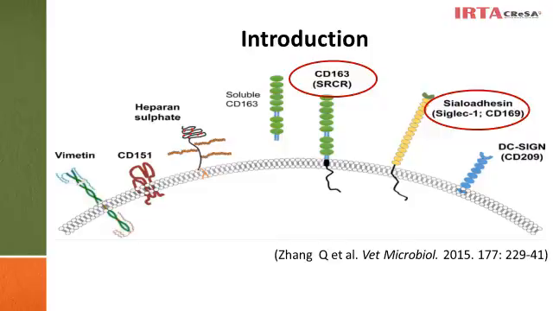Heparan sulfate is the initial contact of the virus on the cells, and sialodacryoadhesin, CD163. The 2 main receptors, especially CD163, is generally considered the essential receptor for PRRS virus infection. Except for these, there are also other receptors like vimentin, CD151, and also DC-SIGN, which is highly expressed on dendritic cells.